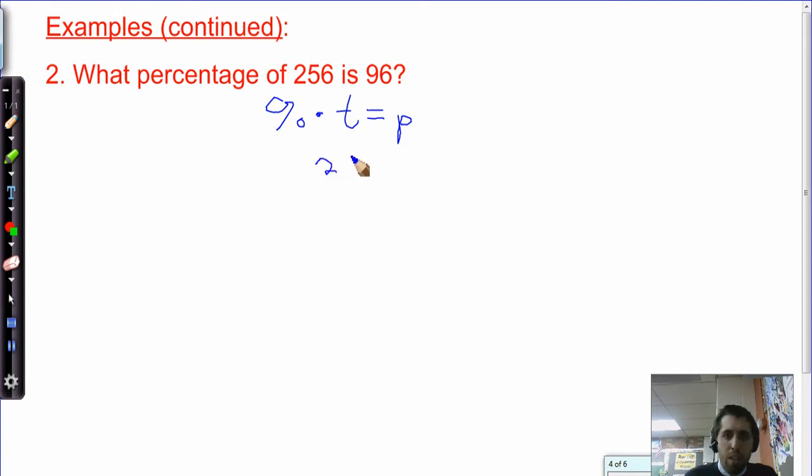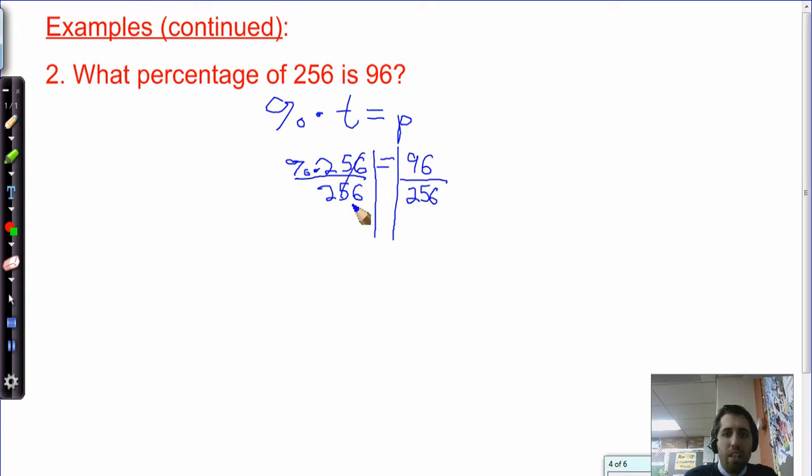So 256 is 96. And now you're maybe beginning to see why I like this method so much. It's because we spend a lot of time on solving equations. We get really good at it. And now we're solving for this percentage, this variable here. So we're just going to go through our equation solving method. We have to undo what's been done. It's been multiplied. We'll divide both sides by 256.